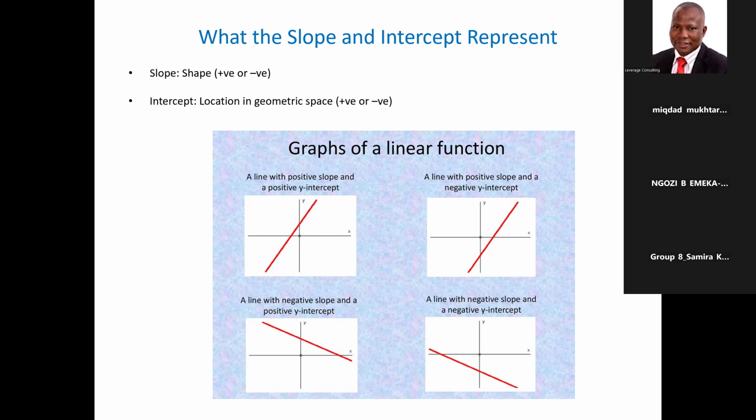The number 3, you see the slope goes down, it's negative slope, but it crosses the y-axis in the positive direction, that is positive intercept. So negative slope, positive intercept. The last one is still negative slope, but the intercept is negative where it crosses the y-axis. Can you see now? The first one, positive slope, positive intercept. The second one, positive slope, negative intercept. The third one, negative slope, positive intercept. The last one, negative slope, negative intercept.